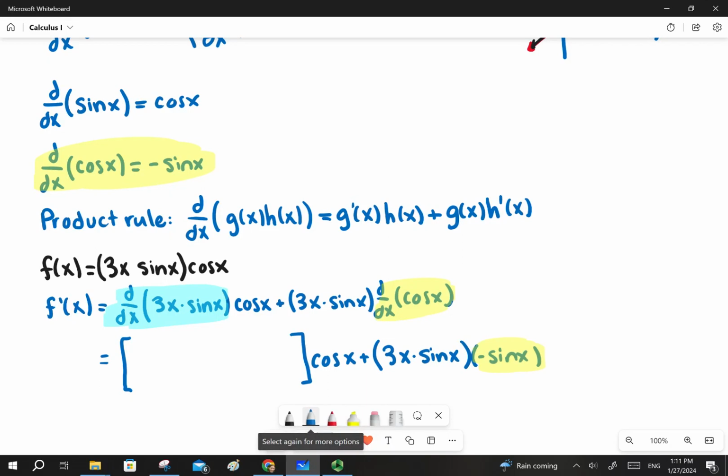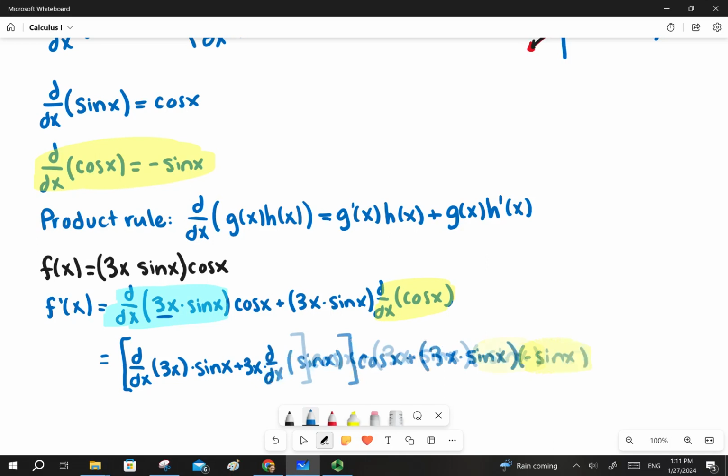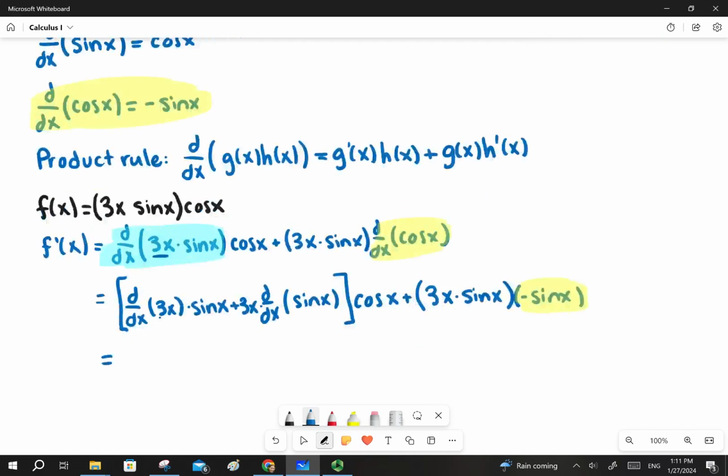So now the 3x is my first function, so I'll take the derivative of my first function, then leave my second function alone, and then reverse it. 3x times the derivative of sine of x. The derivative of 3 times x, we talked about this at the beginning. The constant of 3 gets factored out, and the derivative of x with respect to x is 1.